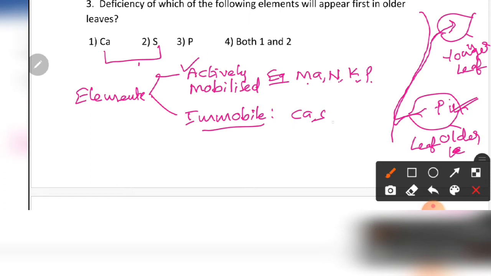If it is immobile, for example calcium and sulfur, they cannot move immediately to the younger part. That is the reason the younger part shows the deficiency symptoms of calcium and sulfur. So as per that, our answer is the third option. Next question.